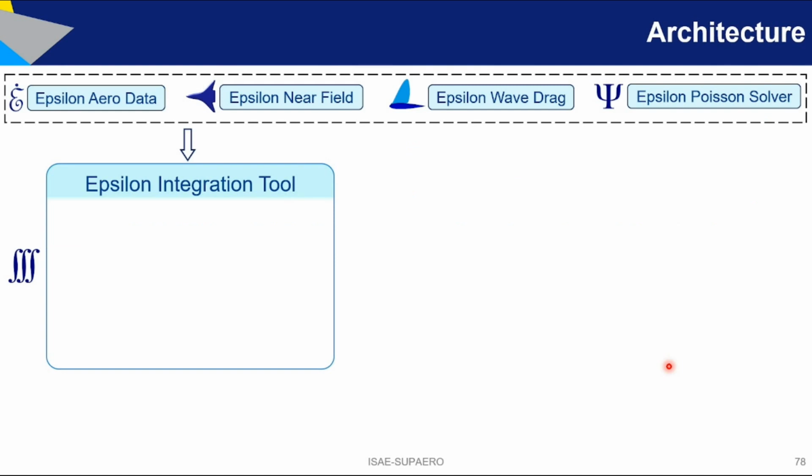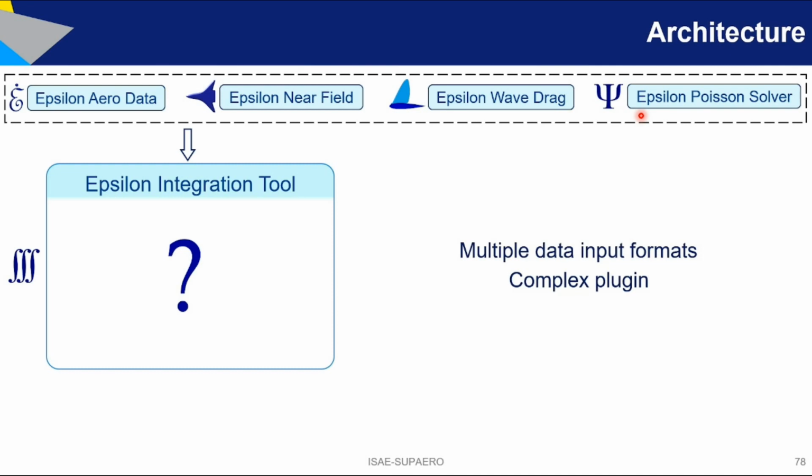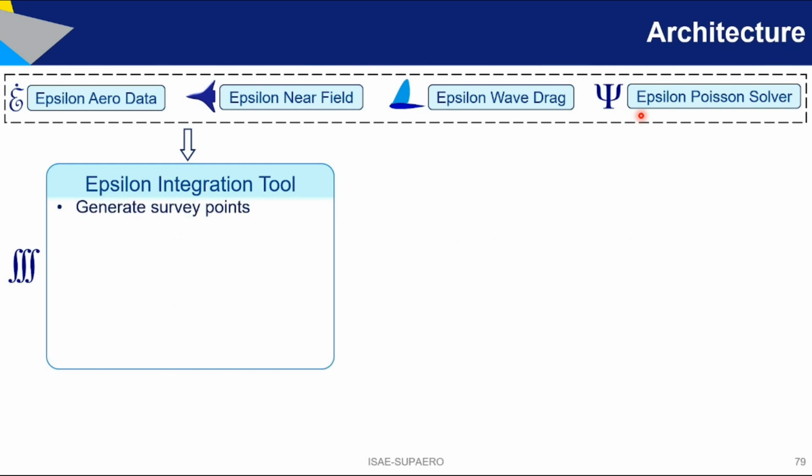So the Epsilon Integration Tool, as I mentioned before, can be applied on multiple filters and allows making a lot of integration types. So it's quite complex, this filter. I showed you how it manages to achieve all these operations. The first step to achieve this objective is to generate survey points.